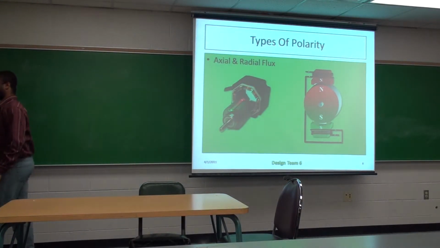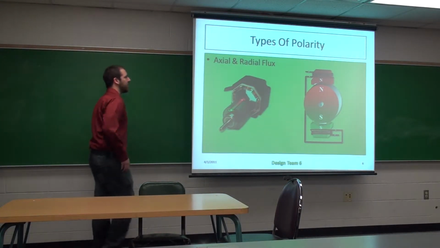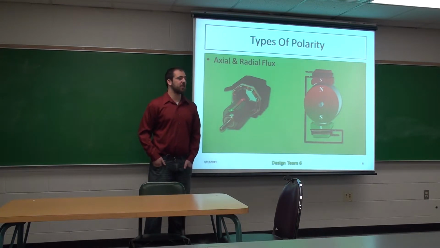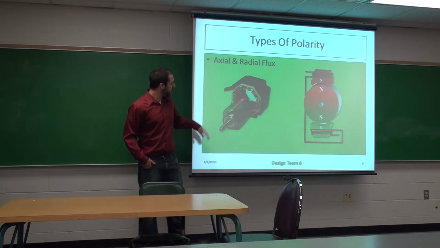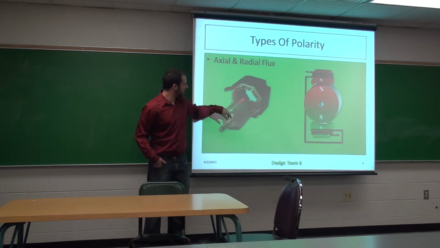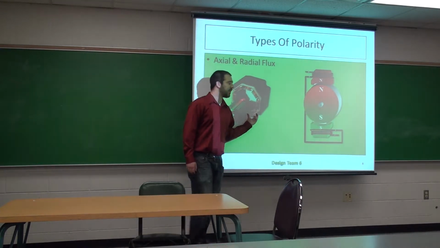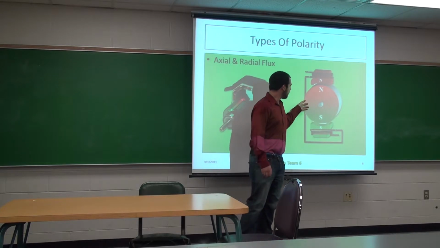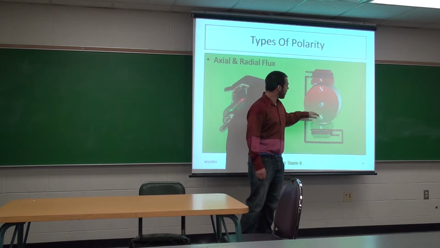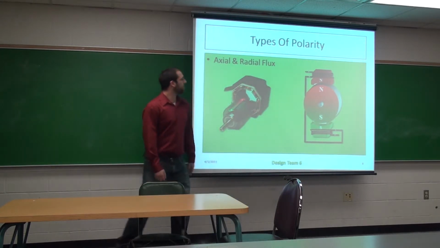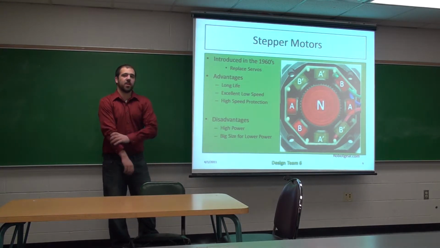Okay. I'm LT Thomas, and there are two main types of polarity. There's axial and radial flux. What this means is for axial, on the height of the cylinder, we have two different poles, the north and the south, which is kind of uncommon for a motor. What's more common is the radial flux, which is the north and south poles on the base of the cylinder. So first I'll be talking about the stepper motor.